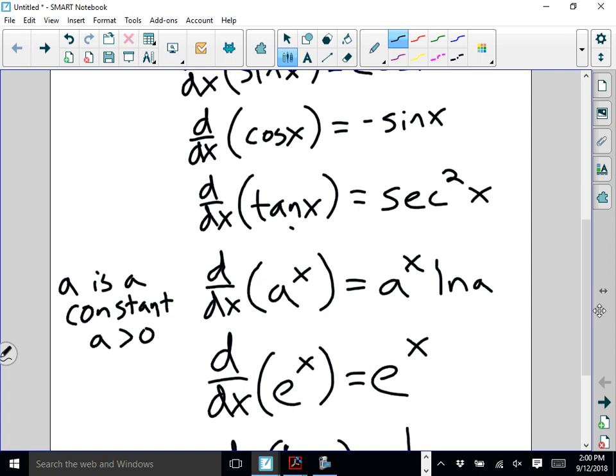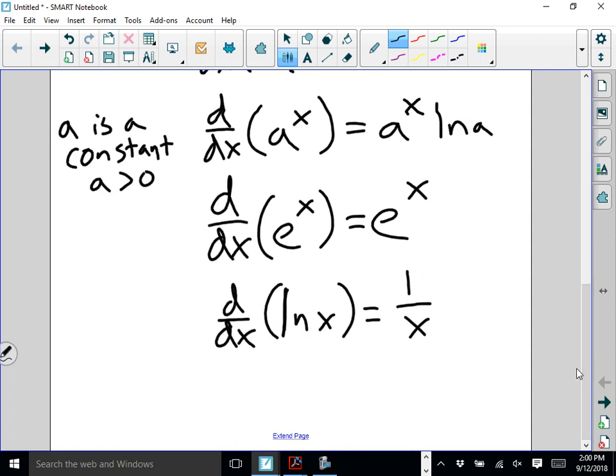Think about the domain of the natural log of x. We can't do natural log of 0, and we can't do natural log of negative numbers. The domain for ln x has to be all numbers x greater than 0. So I wouldn't do the derivative of natural log of x at an x value of -2, because that's not in the domain of natural log of x.